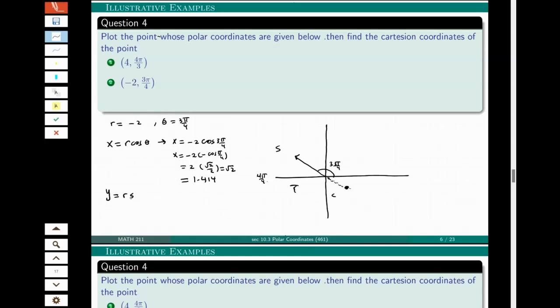What about y? It will be r sine theta, and r sine theta will be minus 2 sine 3 pi over 4, and we know in quadrant number 2, sine is positive, so that will be minus 2 sine pi over 4. Anyway, you can put it in your calculator and you will get minus root 2, which is equal to minus 1.414. And you can see they are equal.